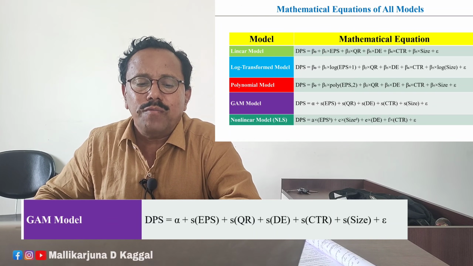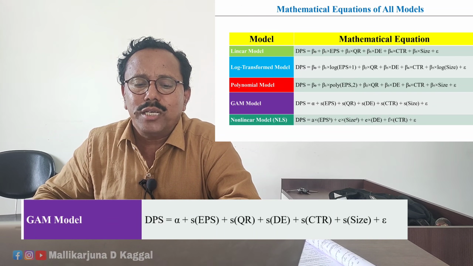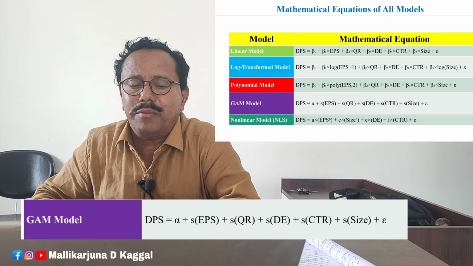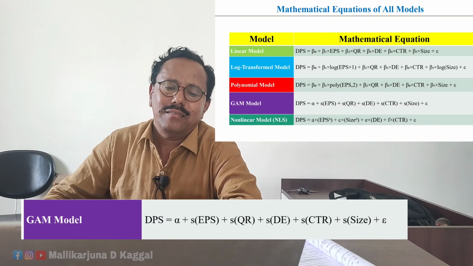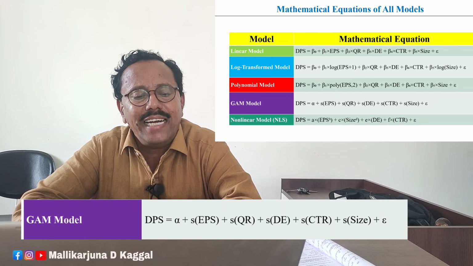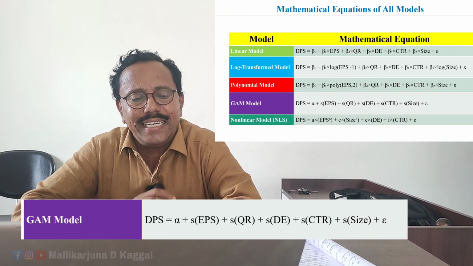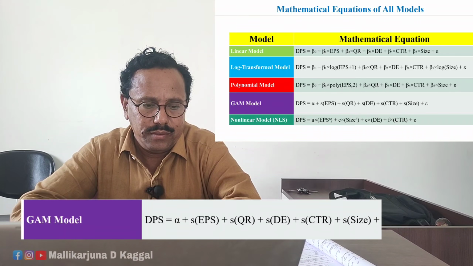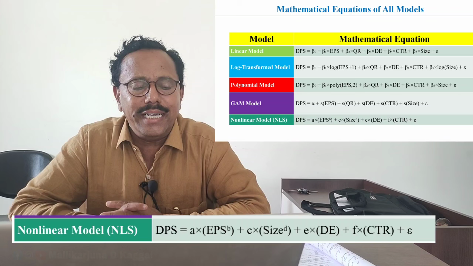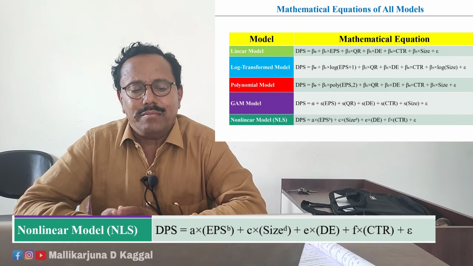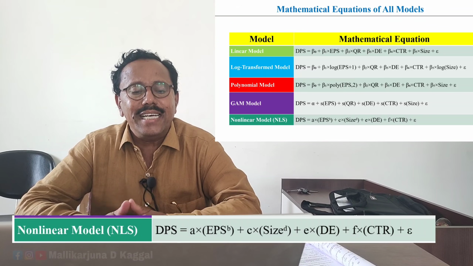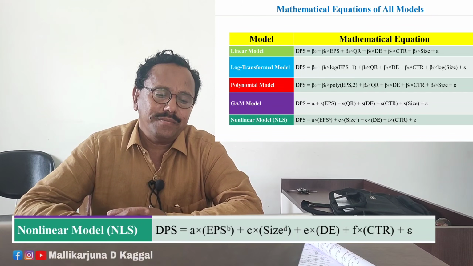Like that, smoothing parameter for QR, smoothing parameter for DE, smoothing parameter for CTR, smoothing parameter for size. This is what we can call a generalized additive model. This is another category of non-linear model. The last non-linear model is the non-linear least squares model, NLS.